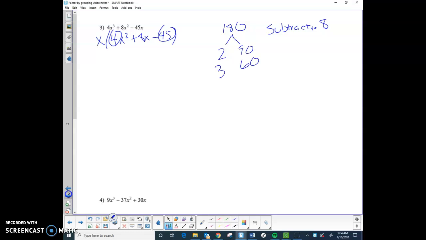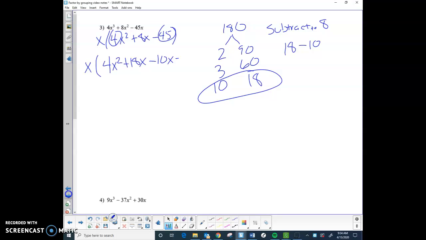All right, I'm going to skip ahead and look at some of these that are going to get me a little bit closer. I can see that this is a product of 10. So I've got 10 and 18. That's what I need. So our 8 term is positive, we're going to have 18 and minus 10. So if I rewrite this, we're going to keep that x outside. So we've got 4x squared plus 18x minus 10x and a minus 45.